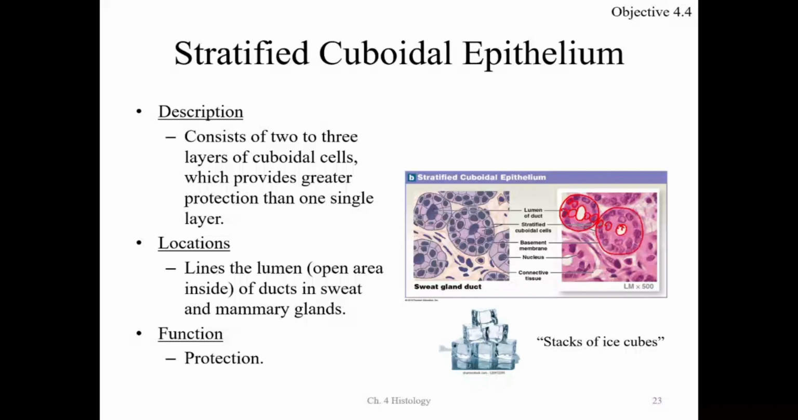Free surfaces right there, okay? Some people say it looks like stacks of ice cubes. I think it looks like donuts. I think they look like donuts to me, okay? Now, they are found in sweat glands and mammary glands. The ducts, the sweat glands, and mammary glands, and it's for protection.